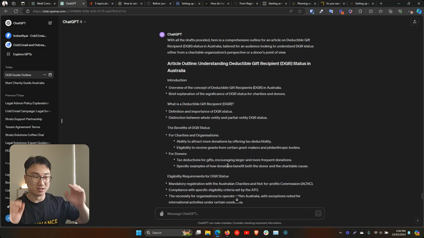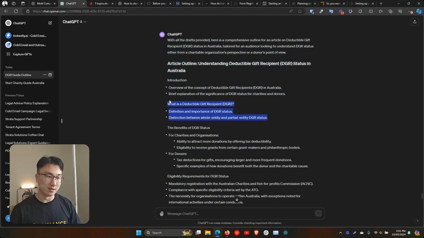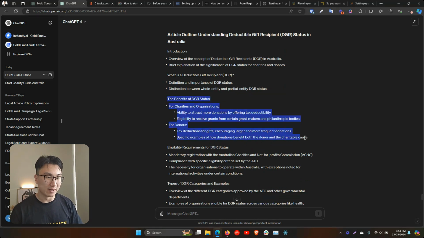It is very long, so definitely need to trim it. So here's what I usually do. I look at it, the introduction, always good including introduction. It's standard for any good article, always include an introduction to really help the reader understand that we understand them, that gives them an understanding of what this article will be about. And then we dive straight into what is a deductible gift recipient. Fantastic, we're answering the question straight away. Great. And now we're talking about the benefits.